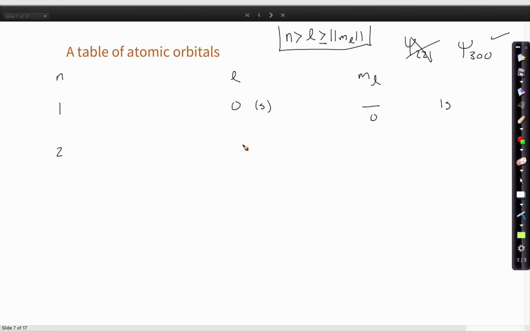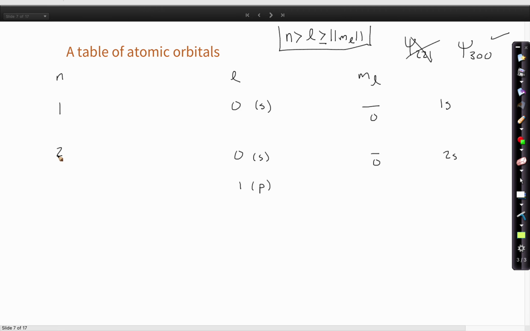What about n equals 2? Well, n equals 2, we would have 2 possibilities. L could be 0, and if L is 0, m sub L could only be 0. So there's only one possibility here, but this is also an s orbital. So here we would have a 2s orbital. But L could also be 1, and that will correspond to p orbitals.